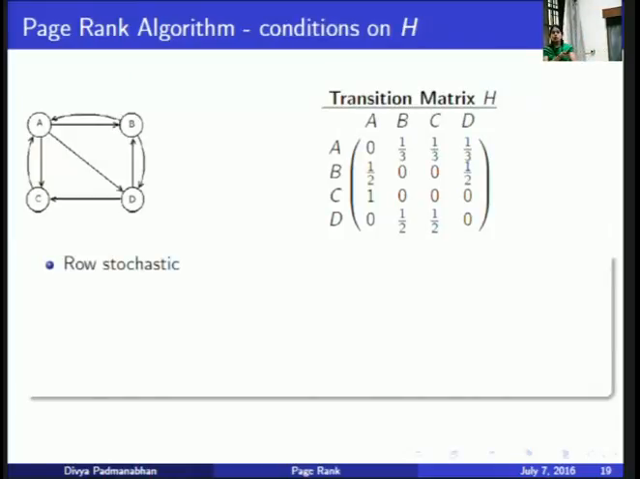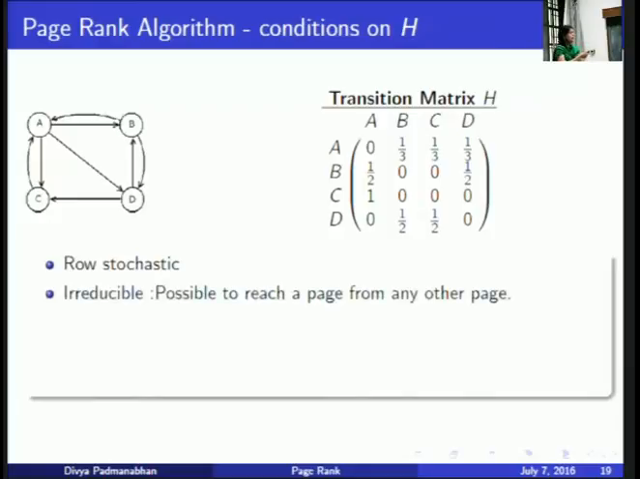One is what we all saw, row stochastic, and then there is the concept of irreducible Markov chains. What it means is that from any page you can touch any other page. It's possible to reach any other page. This doesn't mean that these entries cannot be zero. It means that at some point in the future it's possible to reach the other pages.